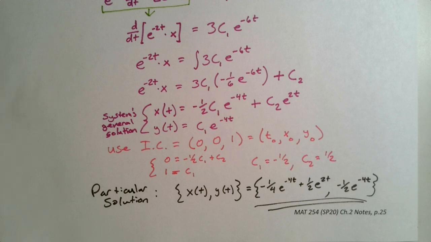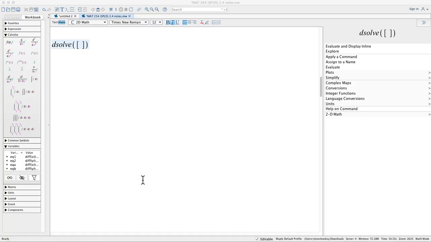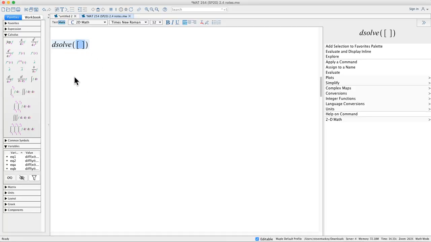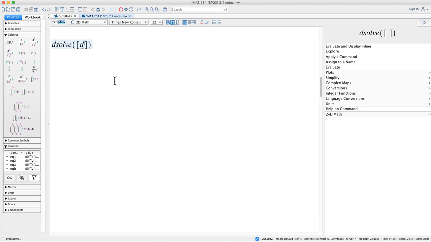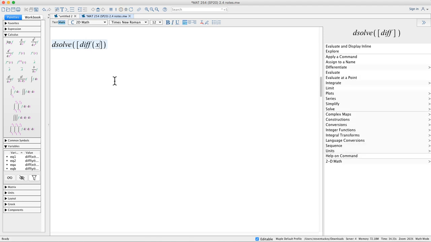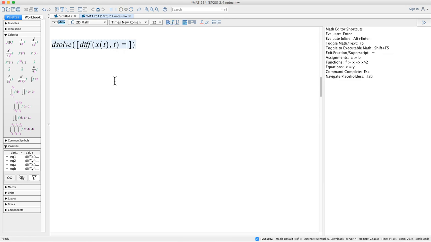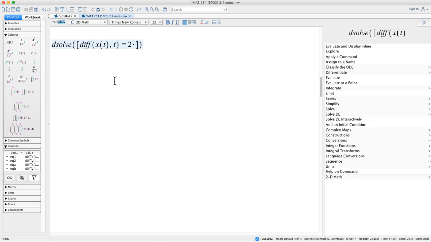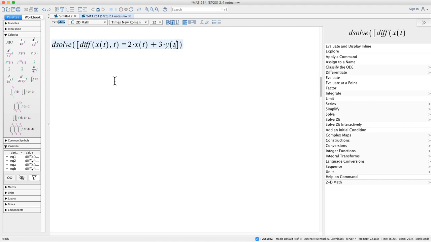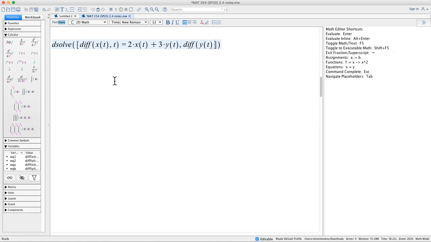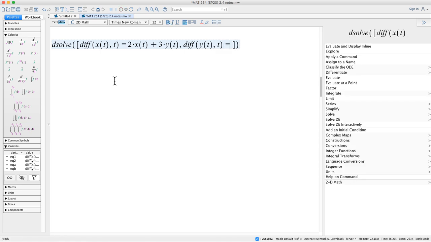So we should be able to check it and make sure that we did it right. That's always the fun part. So in Maple, we can type our differential equations. Because they're a system, we have to put them together. So differential equation, x of t comma t equals, let's see, what was the first equation? 2 times x of t plus 3 times y of t. And our second equation was dy dt equals just plain old negative 4 times y of t.